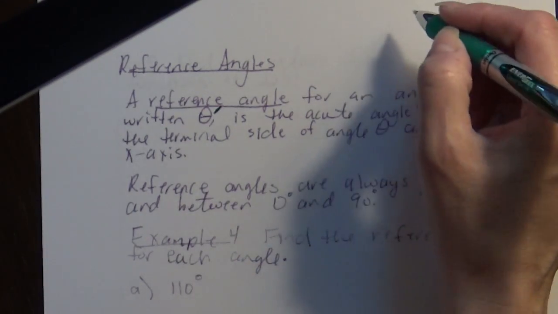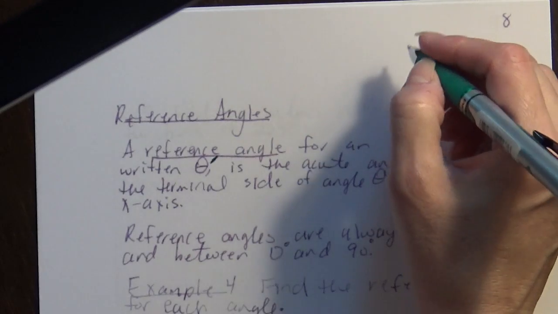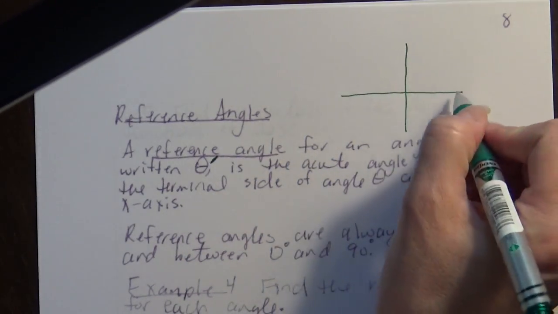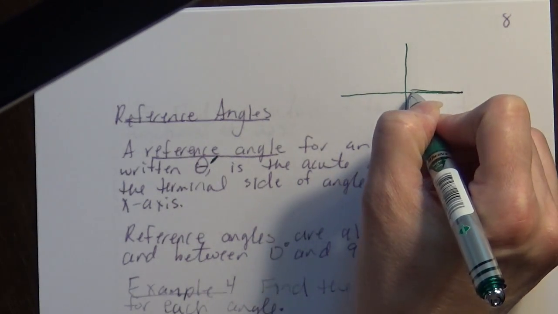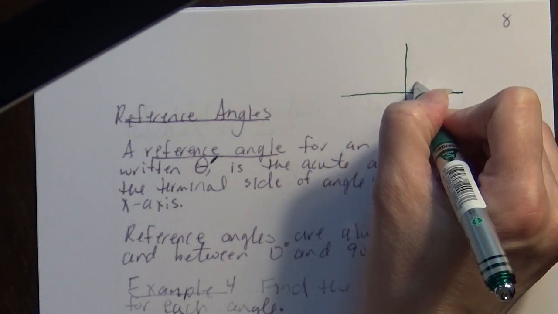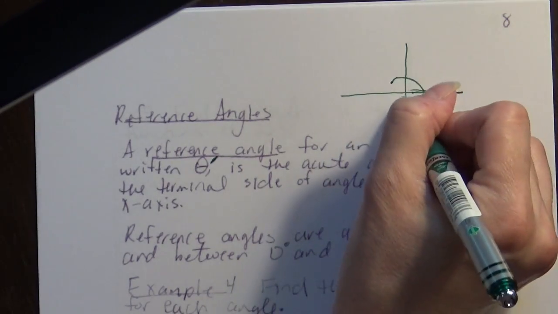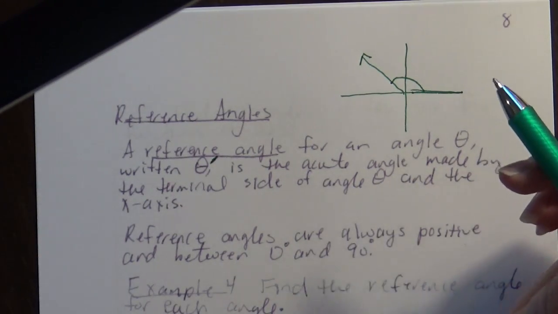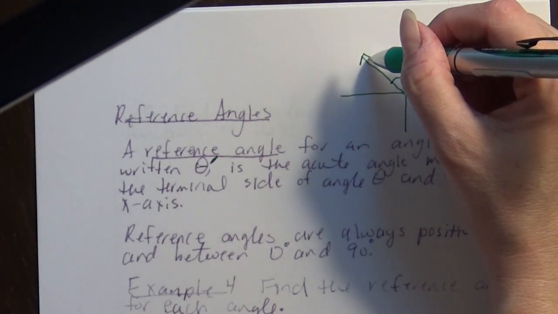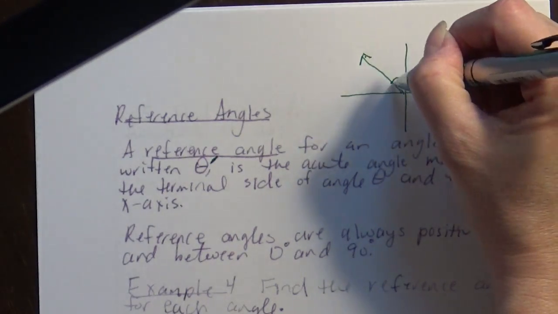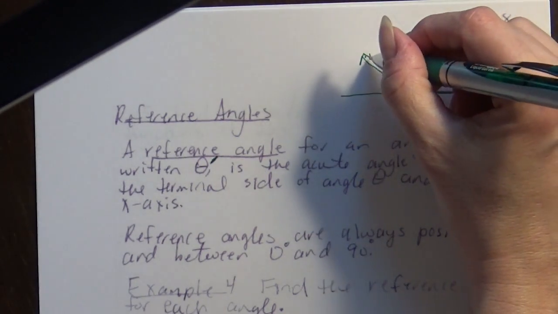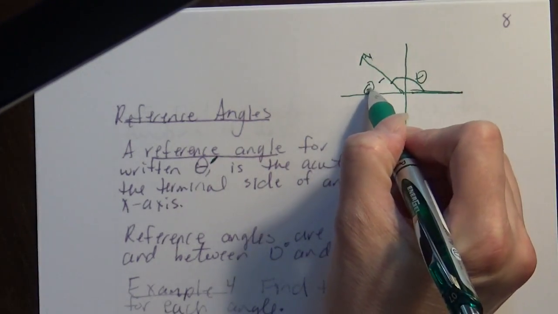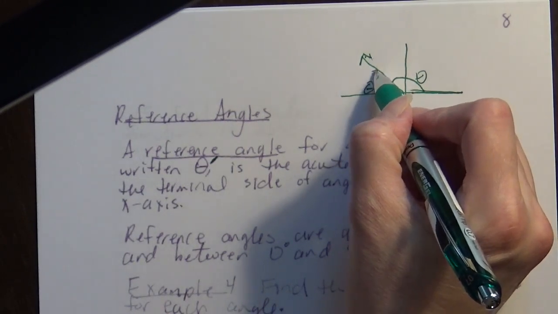So what is this saying? Let's draw a picture. Let's say my angle theta starts here for the initial side because it's in standard position. Maybe this one goes over here in quadrant 2 like this. The reference angle is the angle measured between the terminal side of angle theta and the closest, or the shortest distance, to the x-axis. So theta prime is going to be from here to here.